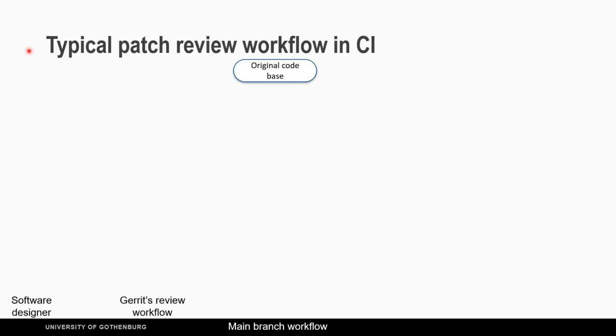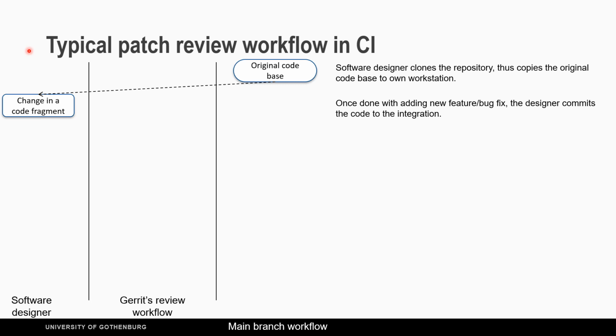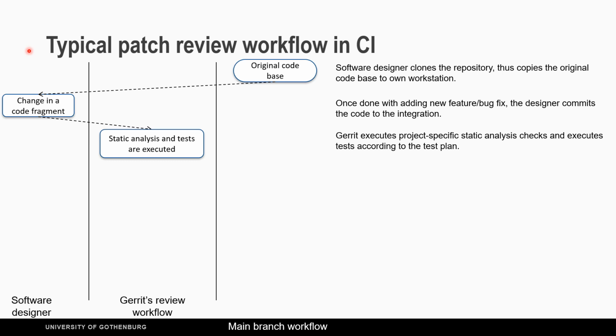We usually work with continuous integration, and the typical path for the review of a patch in a CI or workflow looks like this. We have the original code base that software designers check out, clone, and make changes in the code fragment. Then they submit this code fragment for review, which triggers Gerrit's review workflow, static analysis, and tests.